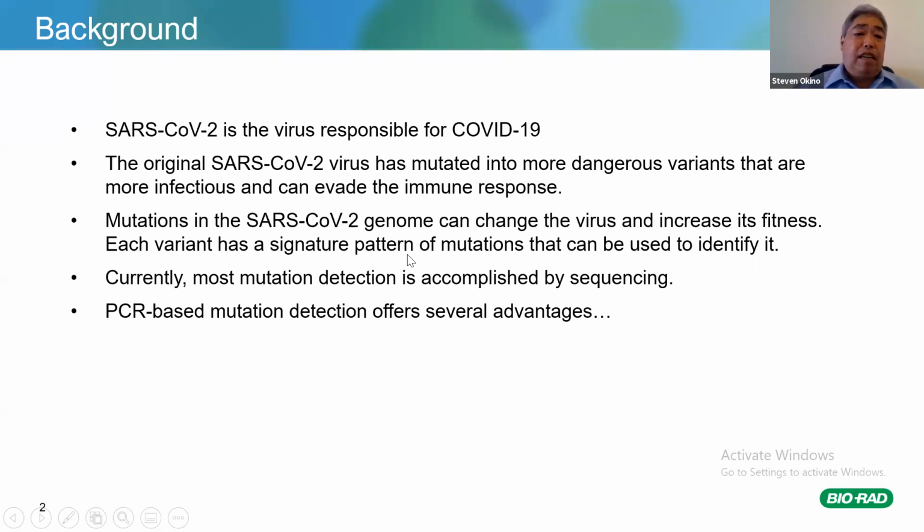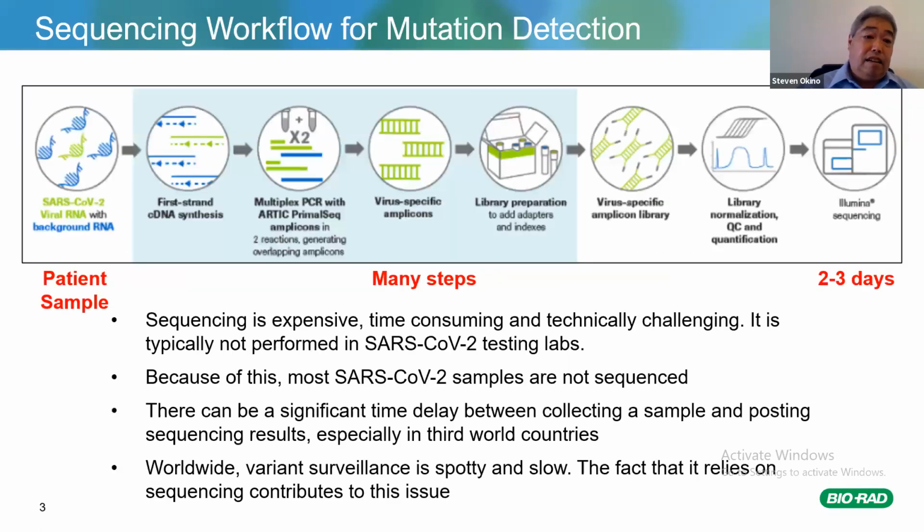By variants, I'm talking about things that are more dangerous, like the one that's shown up recently, the Delta variant, which is much worse than the original Wuhan variant. Currently, however, most mutation detection is accomplished by sequencing. What we've done at Bio-Rad is develop PCR-based mutation detection assays, and they offer several advantages. I'm going to give a brief introduction to what the advantages are.